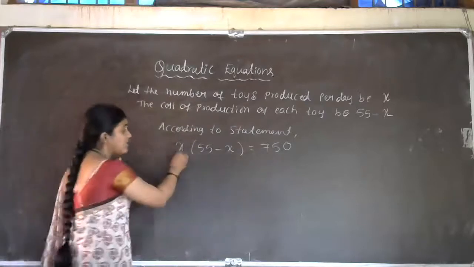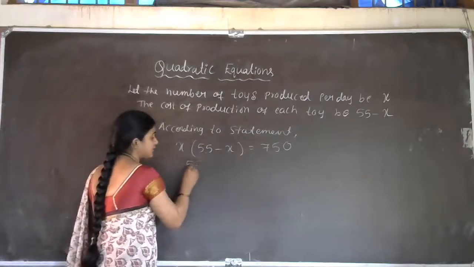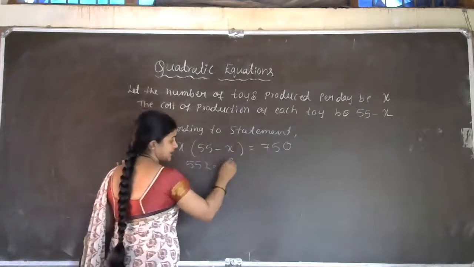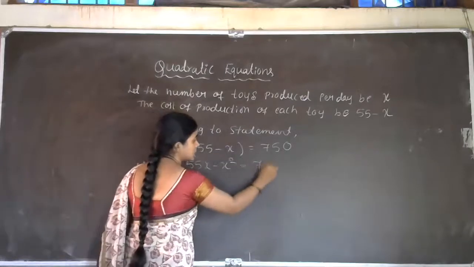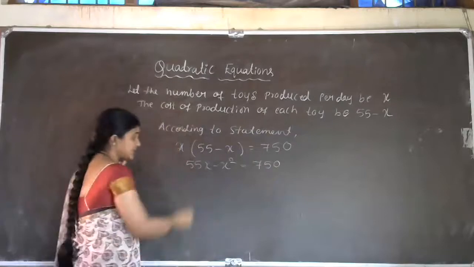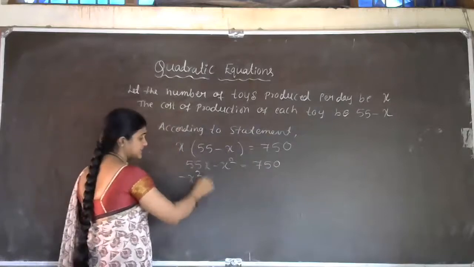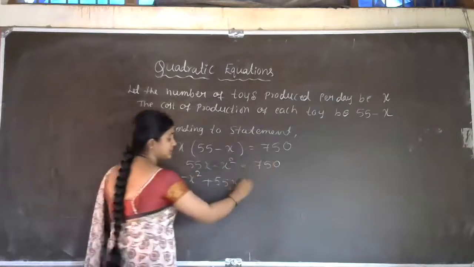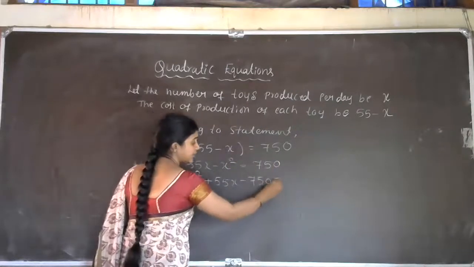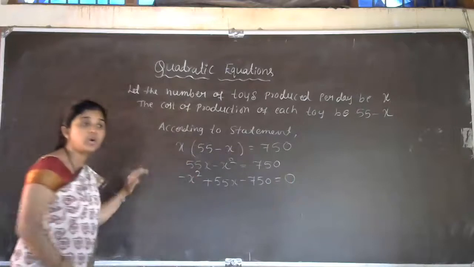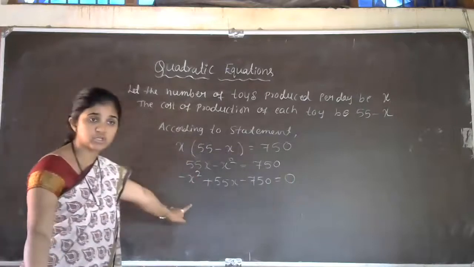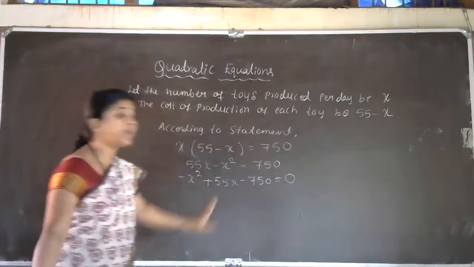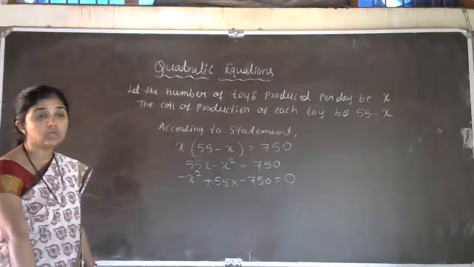Now x into 55, that is 55x. x into minus x is minus x square, which is equal to 750. What is the next step now? Minus x square plus 55x. Take this 750 to this side, that is minus 750, which is equal to 0. Are you observing the quadratic equation here? Yes, minus x square plus 55x minus 750 is equal to 0.